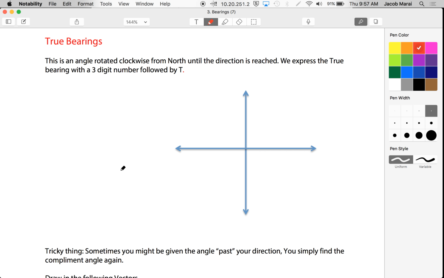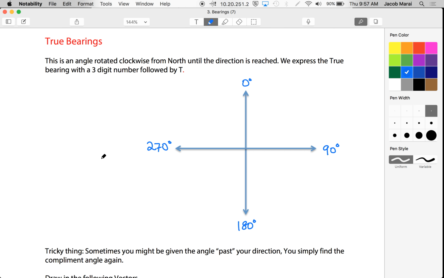Okay, so we looked at conventional, where it's north 20 degrees east. This one, we start north and we rotate clockwise. So instead of writing north, south, east, west, could I get you to write 0 degrees, 90 degrees, 180 degrees, and 270 degrees? Okay?